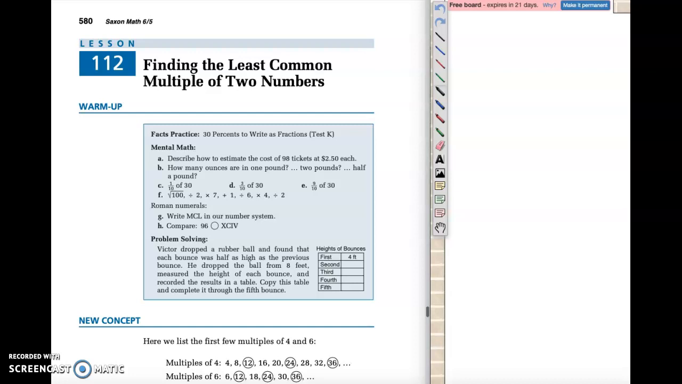Today we're going to be working on finding the least common multiple of two numbers, and this is a pretty important skill that you're going to use when working on reducing fractions, and just working with fractions in general. So you should have done your facts practice, which was writing percents as fractions.